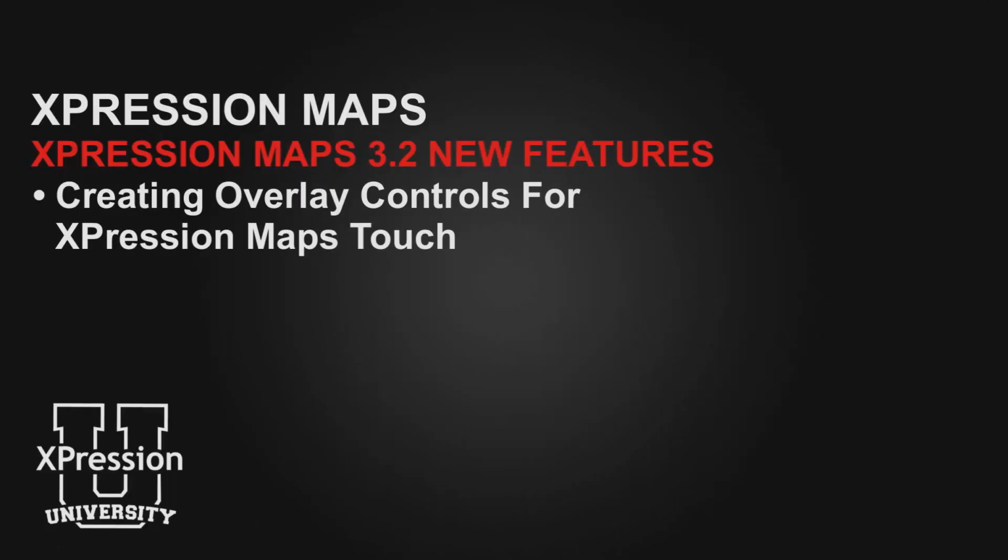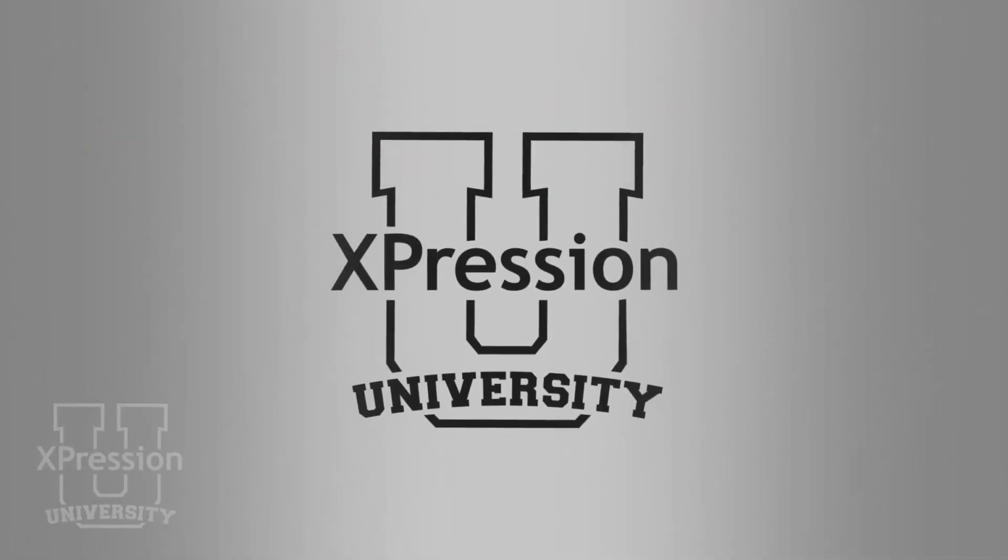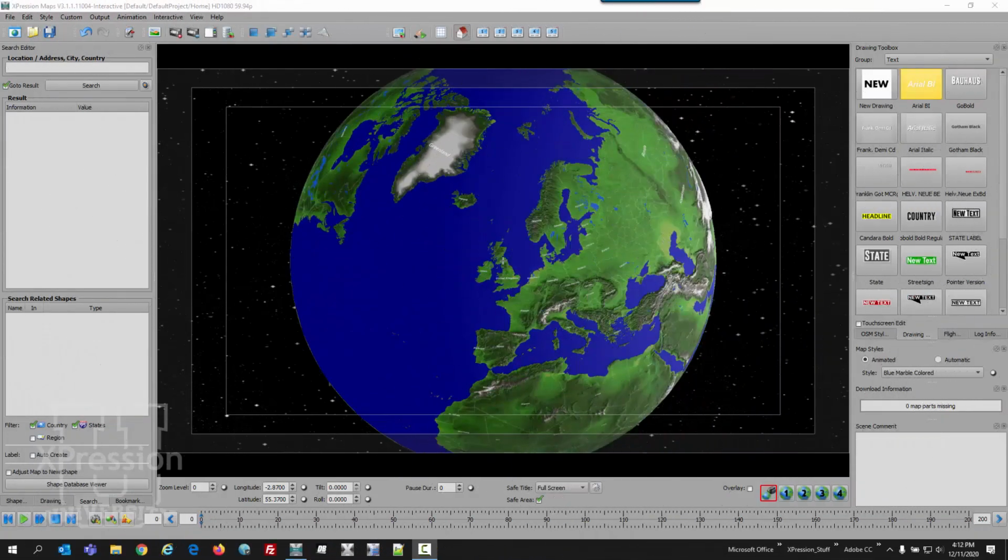I'd like to continue on our tutorials for XPression Maps Touch and show you how to create a Maps Touch overlay for controlling playout of your maps in the studio. So here we are in XPression Maps Designer, and I've got interactive enabled on this particular system, and the way I can tell just by looking is I'm seeing up top I've got a toolbar with some buttons that I normally wouldn't see unless I'm in interactive mode. And I've got my maps here in front of me.